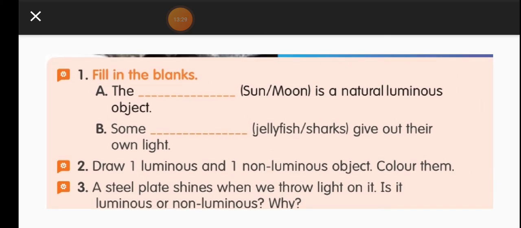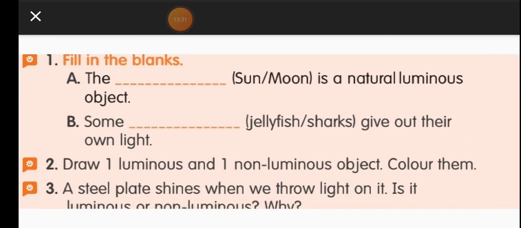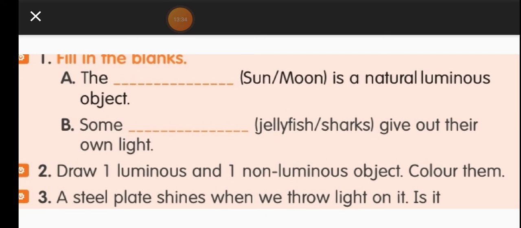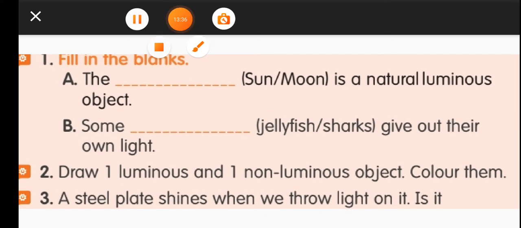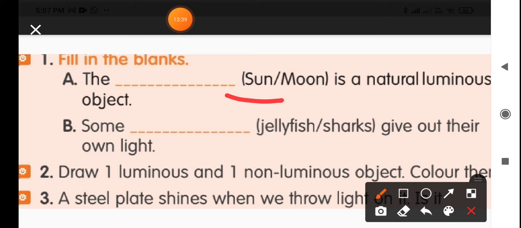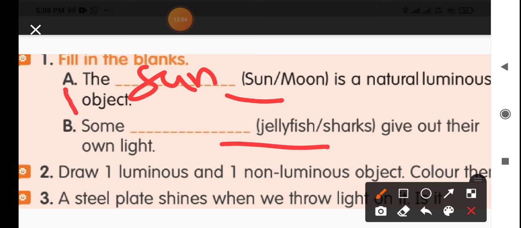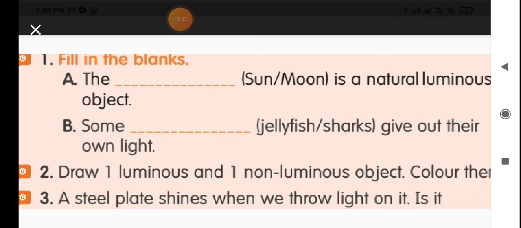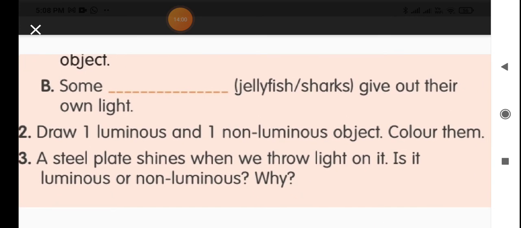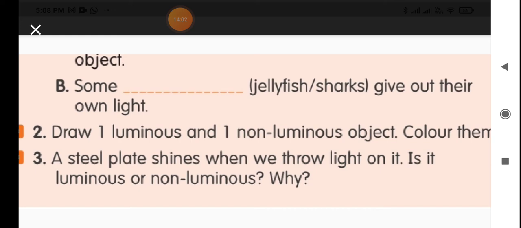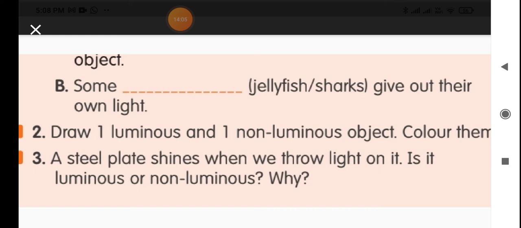The first one: the dash is a natural luminous object. Is it the sun or the moon? Obviously it is the sun. The sun is a natural luminous object. And the next one: some dash give out their own light. It is jellyfish. Jellyfish, fireflies and glowworms have their own light. They can give us light.